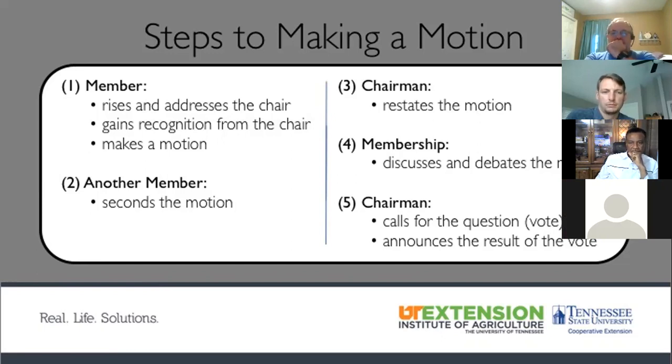In small groups where we all know each other and it's kind of informal, I could address Ben as Ben, Mr. Crawford. If it's a little bit larger group, I may not know everyone's name. It would be best to say Mr. Speaker or Madam Speaker, and address the individual in the group as Mr. or Madam Speaker. At that point, they have gained recognition from the chair. So now, after the chairman says, Mr. Speaker, then the speaker has the opportunity to make their motion.